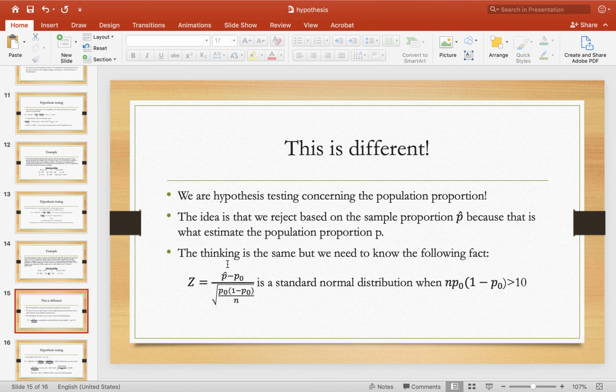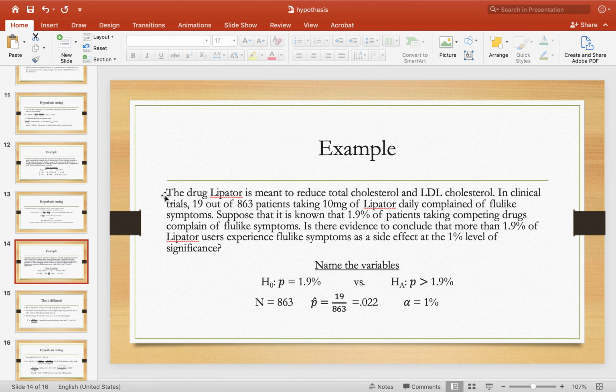Now let's move on to one last example. This example says the drug Lipitor is meant to reduce total cholesterol and LDL cholesterol. In clinical trials, 19 out of 863 patients taking 10 milligrams of Lipitor daily complained of flu-like symptoms. It's known that 1.9% of patients taking competing drugs complain of flu-like symptoms. Is there evidence to conclude that more than 1.9% of Lipitor users experience flu-like symptoms as a side effect at the 1% level of significance?